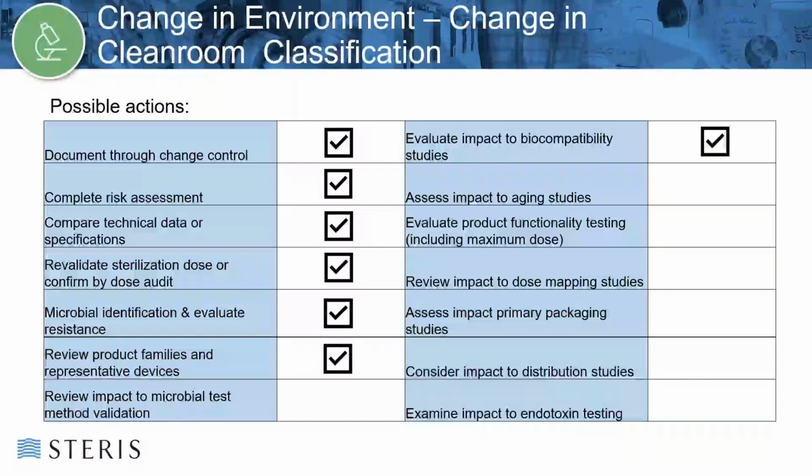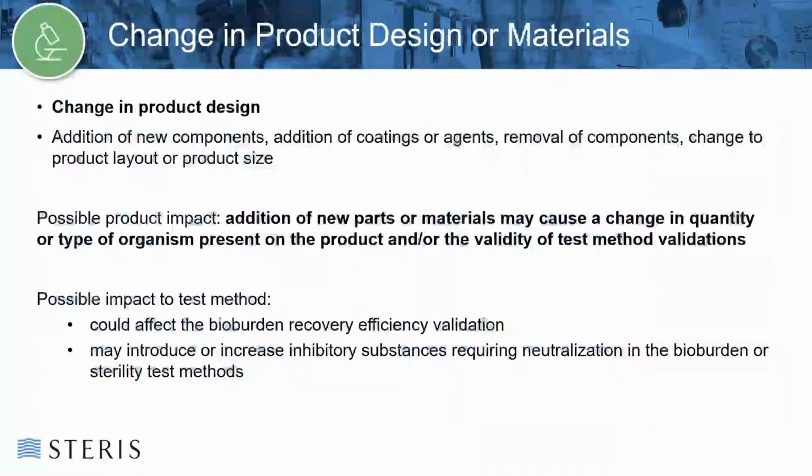And additional considerations outside of irradiation validation may be the consideration on the impact to biocompatibility studies if there is a chance for increased particulate. A manufacturer may also consider a change in product design. This could be an addition of new components, an addition of coatings or agents, removal of components, or a change to product layout or product size.